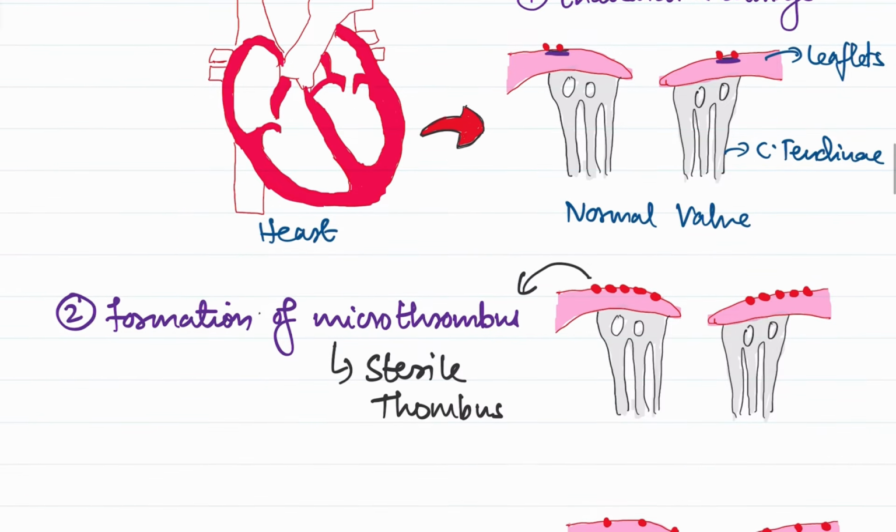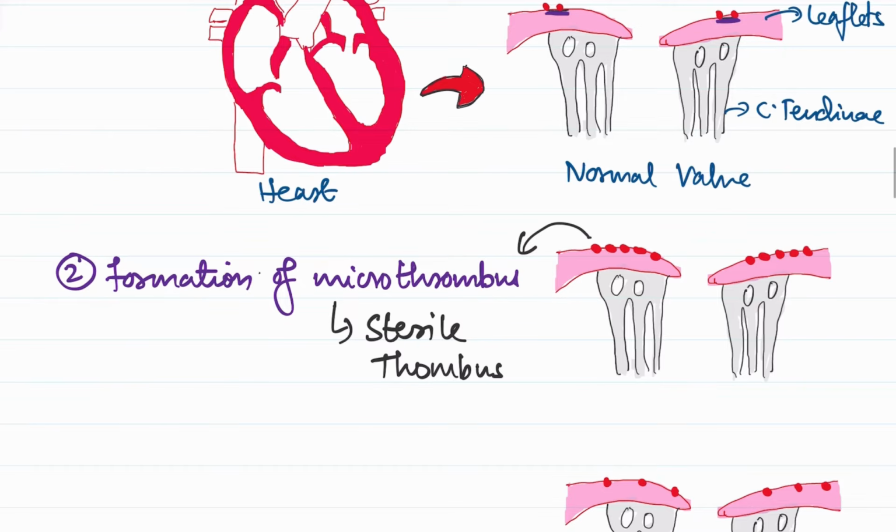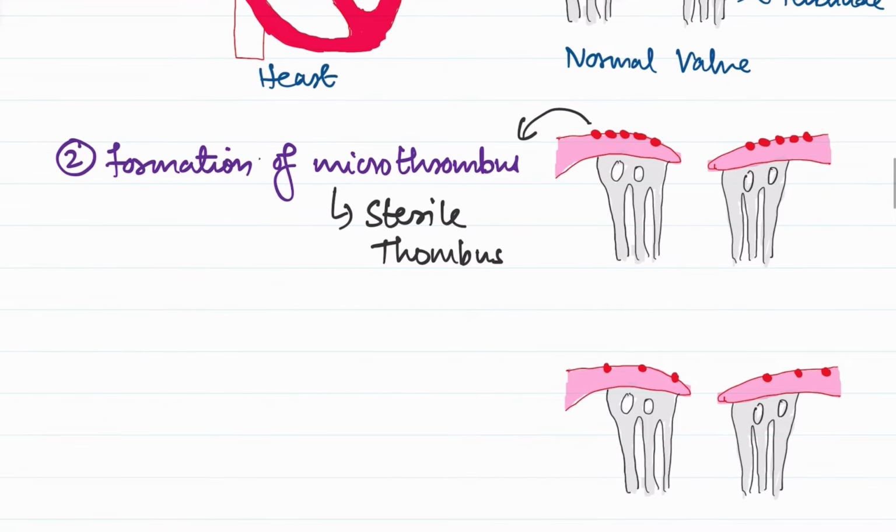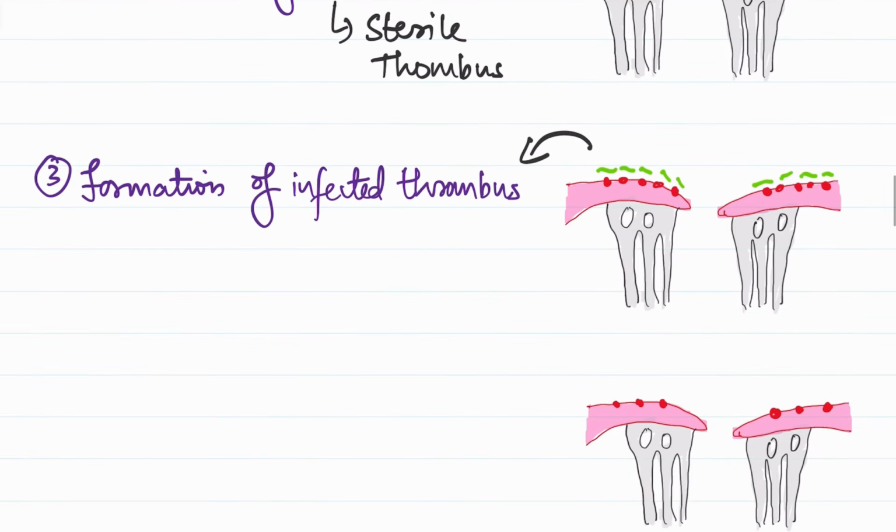Now, the bacteria, by septicemia or by other methods, enter our body and circulate through our blood and enter the heart. And here we have our microthrombi, right? This bacteria will now invade the microthrombus. So bacterial invasion occurs into the microthrombus. That will lead to the formation of infected thrombi. So our third step in pathogenesis is the formation of infected thrombi, which contain bacteria.